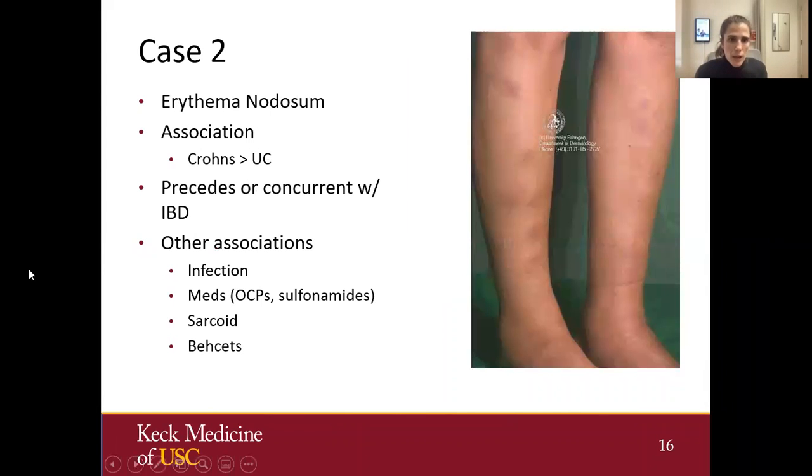So in this case, we're talking about erythema nodosum, which many of you have probably seen before. When we talk about this as a cutaneous manifestation of systemic disease, the first thing we think about usually is inflammatory bowel disease. So we think about Crohn's and ulcerative colitis, but EN is thought to happen a little bit more frequently with Crohn's than UC. And interestingly, the EN can either precede the diagnosis of IBD or can happen concurrently with it.